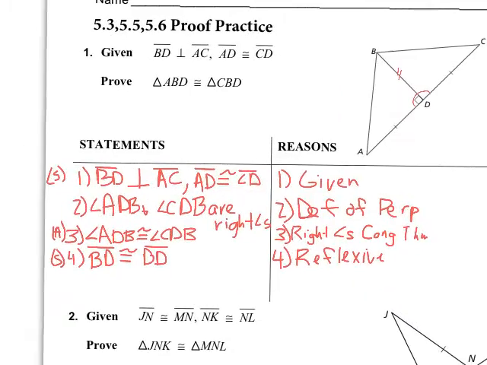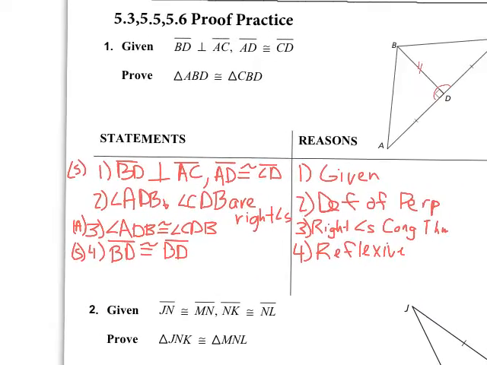Okay, so now we're going to say lastly, number 5, that triangle ABD is congruent to triangle CBD. And for the reason, we're going to say side, angle, side.